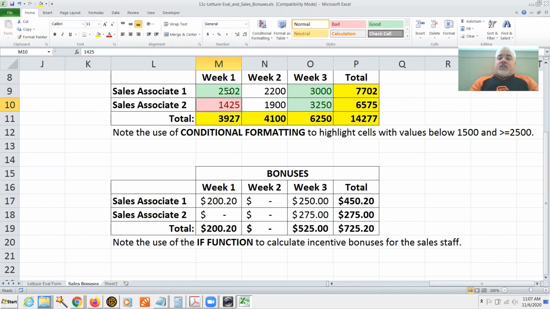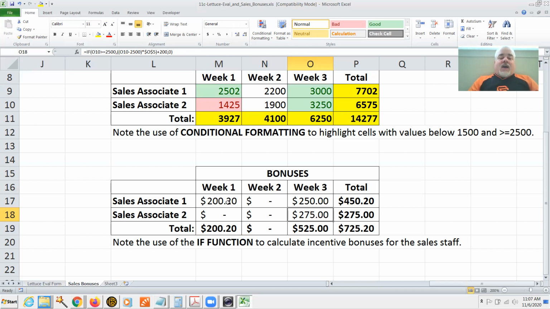So now there's some incentive. You can get your bonus plus 10 cents per unit on each additional one. If you hit 3,000, hell, that's another 50 bucks. The sales associate 2 knocked it out of the park on week 3. They got an extra 75 bucks, an extra 275 on top of their normal paycheck for having a really good week. And you can set up the rules any way you want.